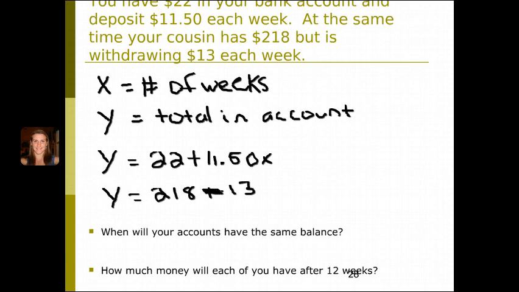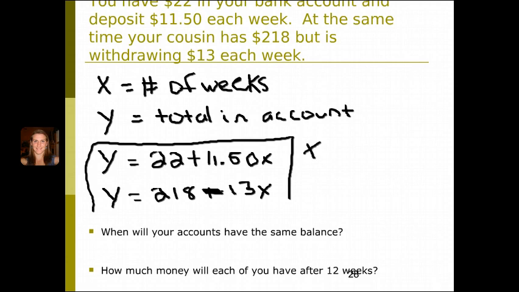So $13 per week. Now we will enter these two y equals equations into our calculator. Follow the steps you learned before to solve the equation, or you could use substitution or any of the other methods as well. And you will get x equal to 8 and y equal to 114.